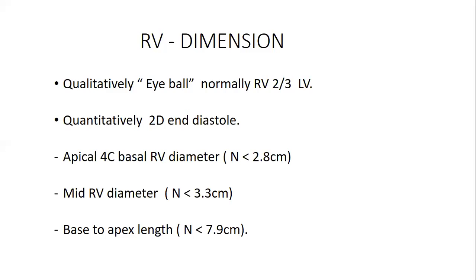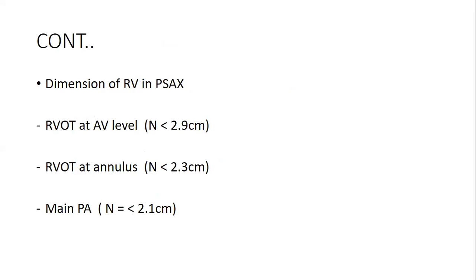You can also use the apical four chamber. At the basal level, how much does the right ventricle measure? Normal measurement should be less than 2.8 centimeters. At the mid-level, right ventricle diameter should be less than 3.3 centimeters. And from the base towards the apex, when you measure the length, it should be less than 7.9. Others even go up to 8 around there. Those are the normal parameters for the right ventricle internal diameter.